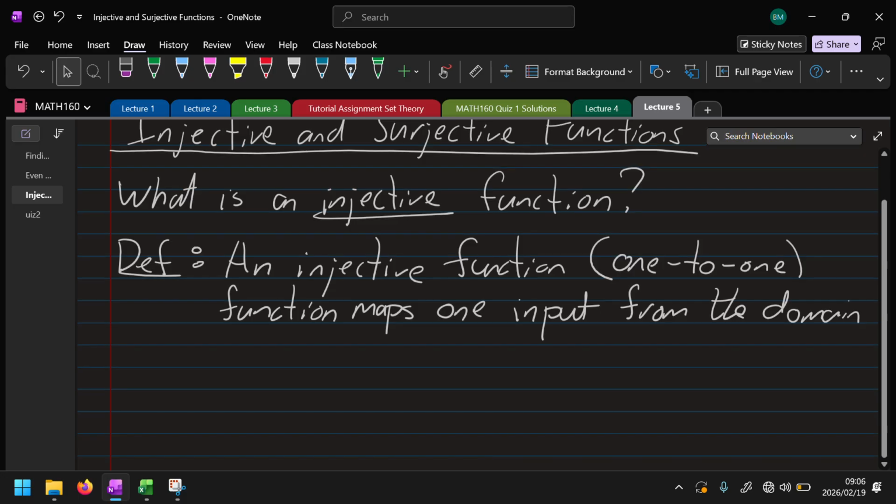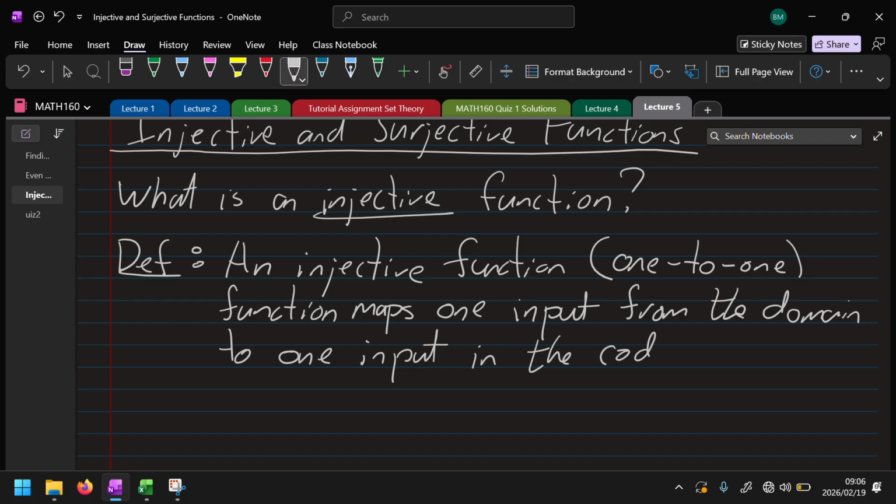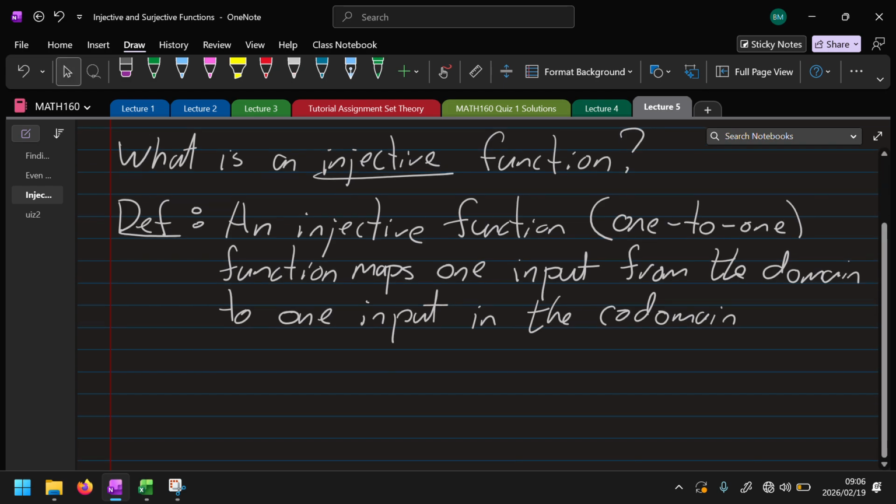Please get used to all these words that we're adding: domain, codomain, injective, surjective, power function, rational function. You need to be familiar with all of these. So one input from the domain to one output in the codomain. We'll see some examples. It must be one-to-one. That is different from many-to-one. Many-to-one is not injective; one-to-one is injective. And we'll see some examples now.